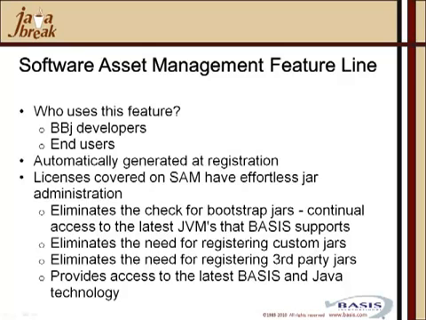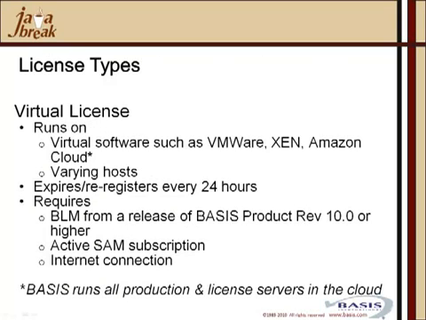and Java technologies. Basis also offers a virtual or cloud license, and this facilitates running a license on virtualized software such as VMware, Xen, or Amazon Cloud, or as a single license if your host ID changes daily. This license expires and renews automatically every 24 hours, so that changing host IDs will in no way interrupt your production or development processes. Virtual licenses are available on new as well as old versions of Basis products and have a very short list of requirements.